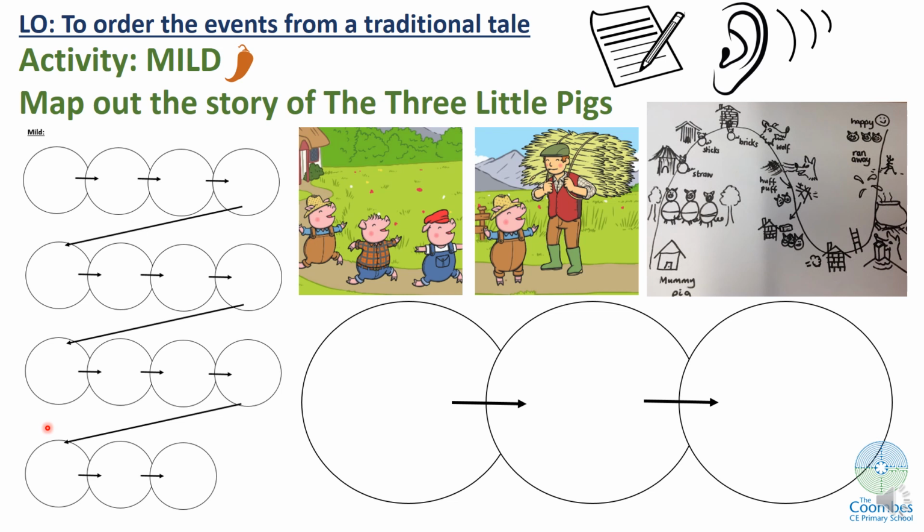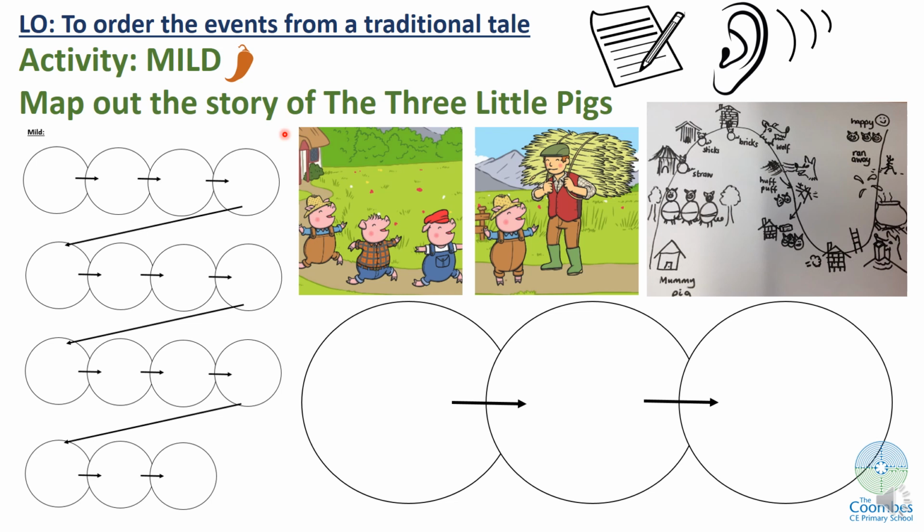On to our text mapping then. So you should remember the story quite well. I will show you the 3 different types of text mapping that there are, and then you can decide which one you would like to do. I will show you the mild one first. So remember, we've got mild, medium and hot chili challenges. So this is the mild one.